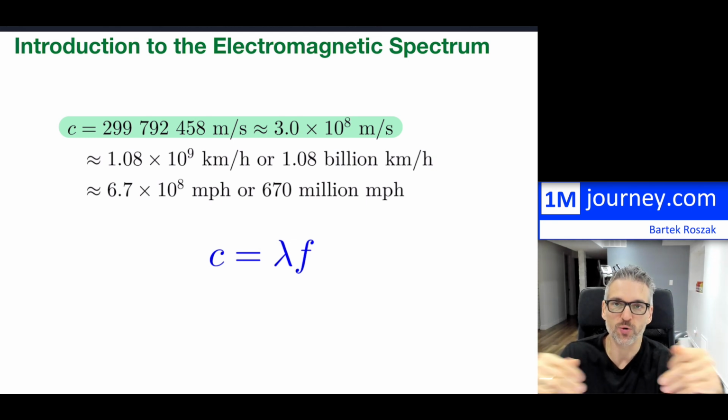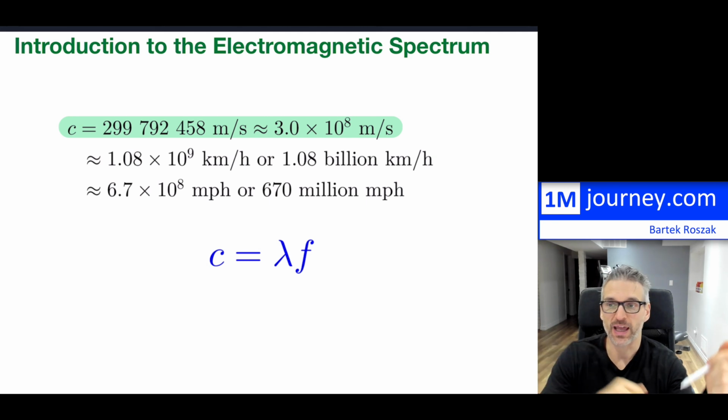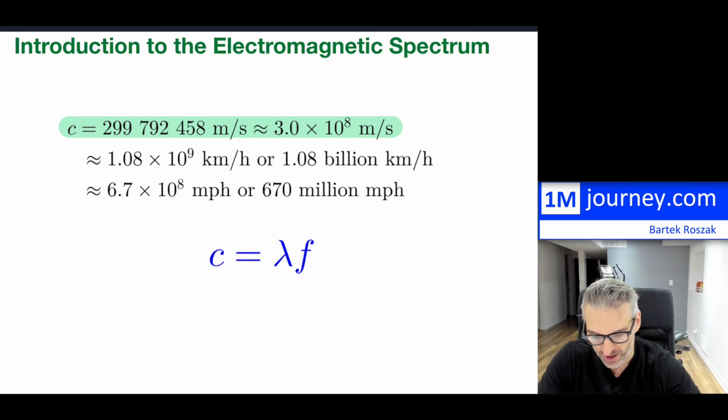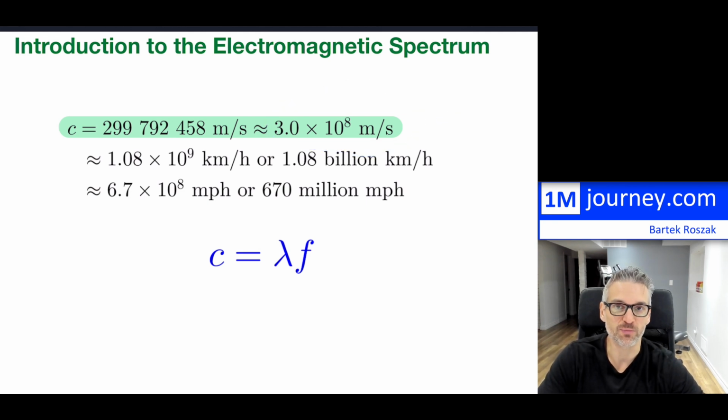Now you should know that the waves are propagating at a particular speed. This is what we observe in nature. That speed is approximately 3 × 10⁸ meters per second. So it's really, really fast. If you are more familiar, at least intuitively, with kilometers an hour, that's 1.08 billion kilometers an hour. Or if you're thinking in miles per hour, that's approximately 670 million miles per hour. So it's really, really quick.